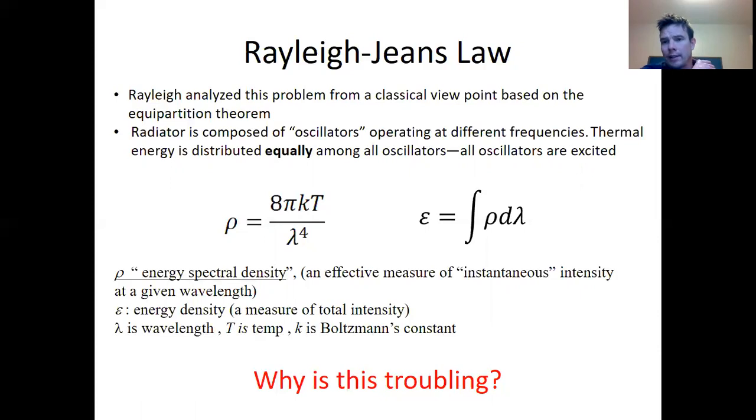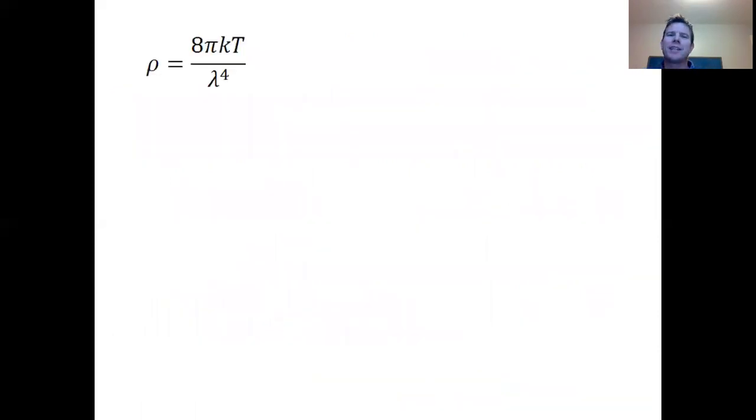Why is this troubling? Well, imagine I took the Rayleigh-Jeans law and I made a plot of intensity versus wavelength. What would that look like? Bunch of constants up here, right? 1/λ^4, so it would go something like this.